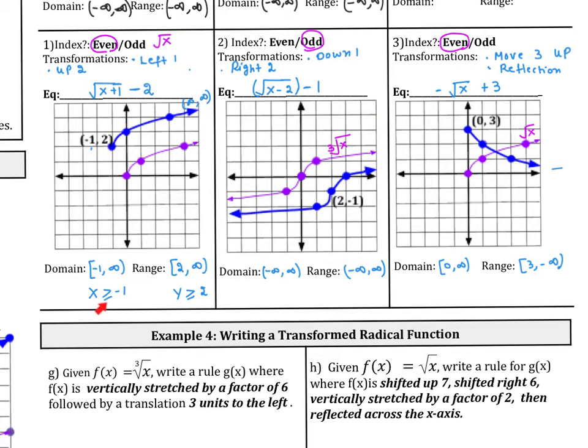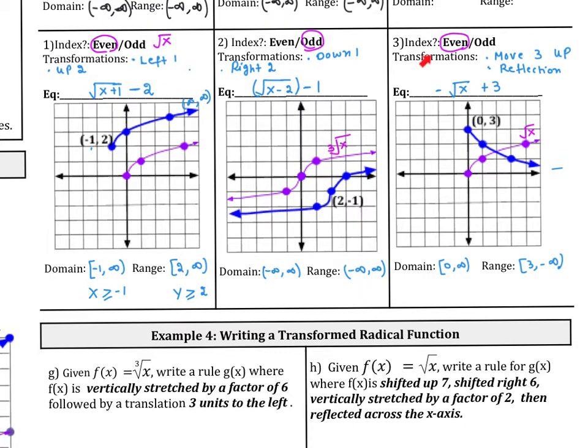In other words, in inequality form, you can just write x is greater than or equal to negative 1 and y is greater than or equal to 2. This next one is going to be an odd function, and the blue one that we saw is moved 2 units to the right and 1 unit down. So the equation is going to look like cube root of x minus 2, 2 units right, 1 down. And the domain and range for both of them go from negative infinity to positive infinity.